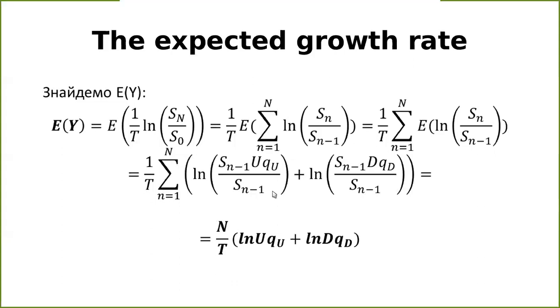Maybe I see a mistake on this slide, because Qu is not under the logarithm, it is maybe after it, backwards. Do you understand how we can find the expected growth rate? Is it clear, Danilo? Oh yeah, it looks good.